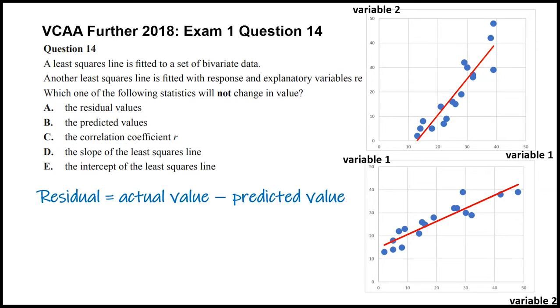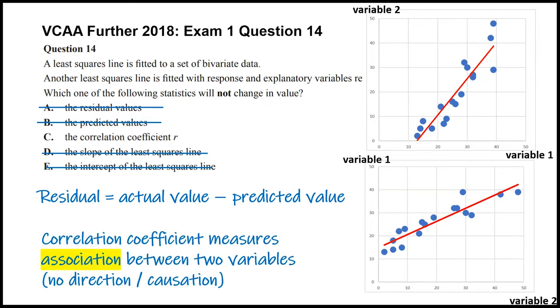Well, the residuals, remember, are the actual values minus the predicted values. So they're based on the y values. So if the y value changes, the residuals are going to change and the predicted values are also going to change. What about the correlation coefficient? The slope, we can see from that diagram the slope is changing. The intercept would also change. So actually, it is the correlation coefficient.